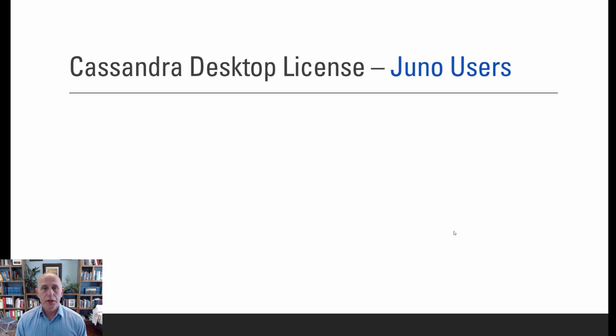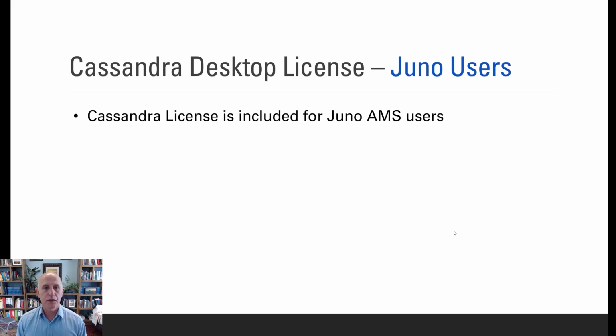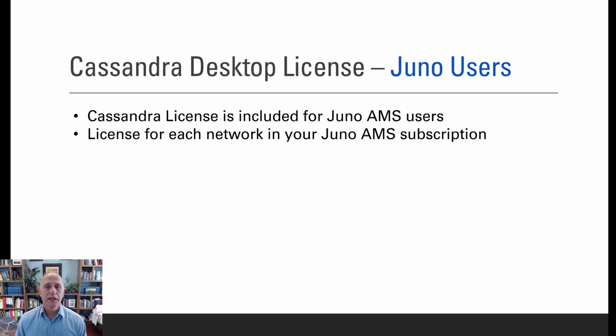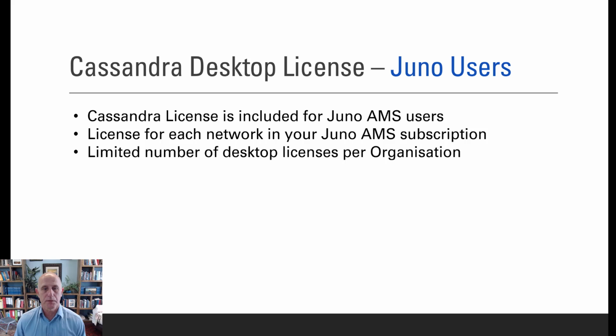So for Juno Viewer users, a few things to point out. First of all, the Cassandra license is included in your AMS users, and you will have a license for each network in your Juno AMS subscription. We will allow a limited number of desktop licenses per organization, because the nature of Juno Cassandra is such that even in a very large organization, it's unlikely that you're going to have more than 1 or 2 people that are actually running models. So just contact Lonrix and talk to us about how many desktop licenses you want.